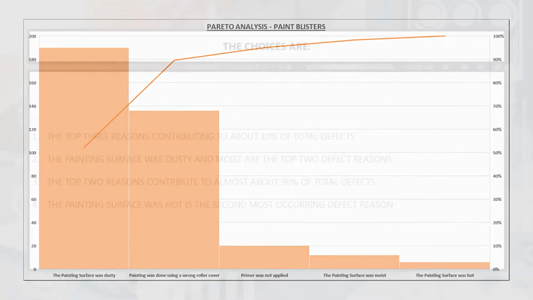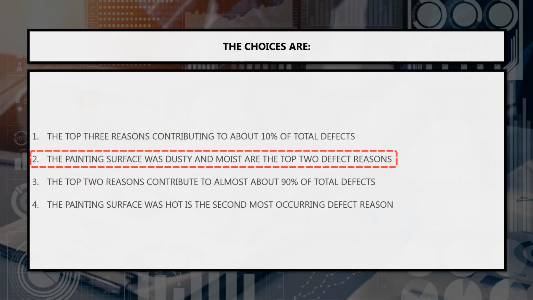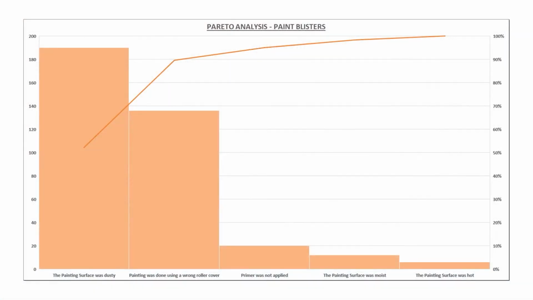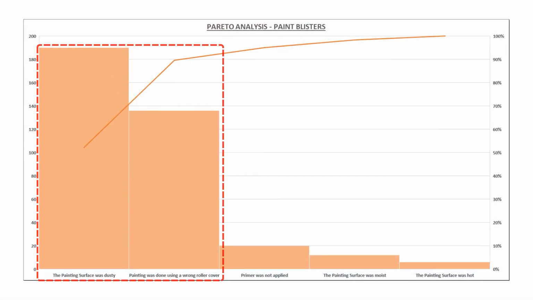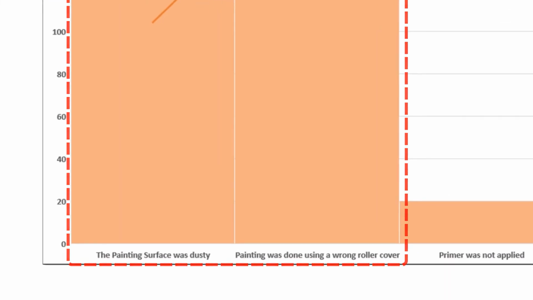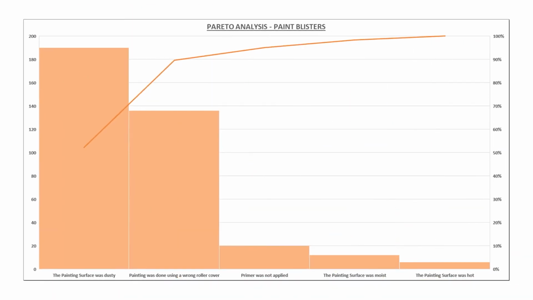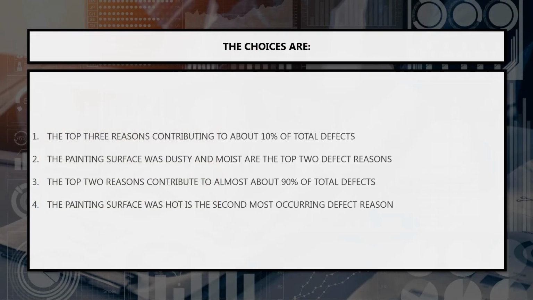The second option is the painting surface was dusty and moist are the top 2 defect reasons. As you review the Pareto chart, you will see that the top 2 defect reasons are 1. the painting surface was dusty and 2. painting was done using a wrong roller cover. So these 2 reasons do not match with the second option. Thus, this option is incorrect.